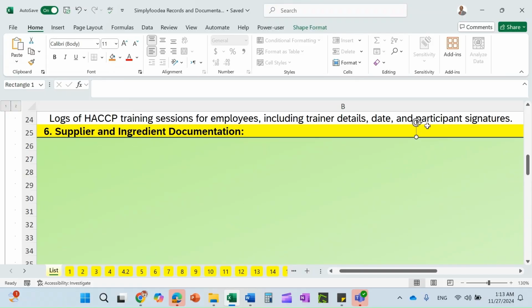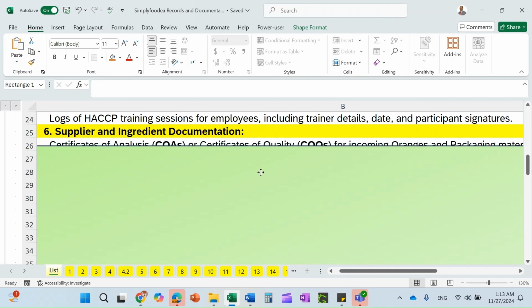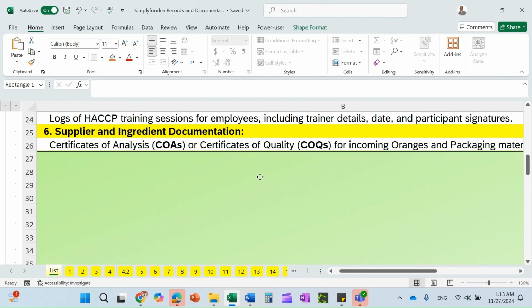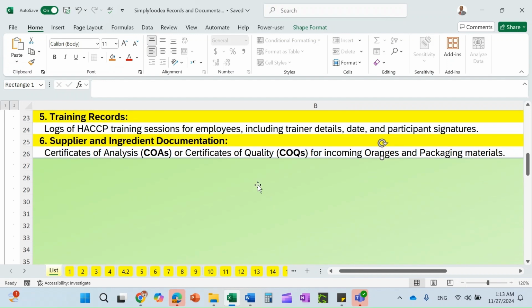Thank you so much. Let's continue our establishing of the record keeping and documentation procedures in our HACCP plan. Number 6 in the records in our HACCP plan is the supplier and ingredient documentation. For the supplier and the ingredient, we must ensure that there is presence of the certificate of analysis or certificates of quality for the incoming oranges and the different packaging materials.